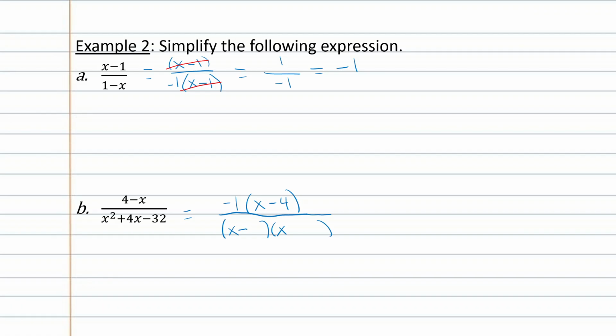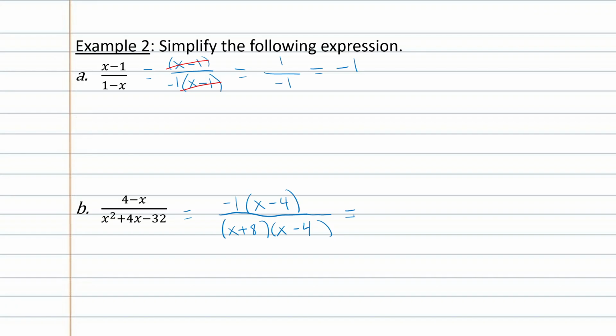So here's what we'll do. We'll add 8. We'll subtract 4. Now, x times x is x squared. X times negative 4 is negative 4x. 8 times x is 8x. 8x minus 4x is 4x. And then 8 times negative 4 is negative 32. So that indeed is a correct factorization when we go back and check it.